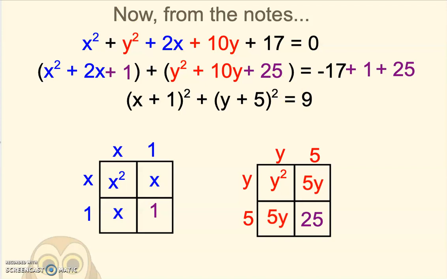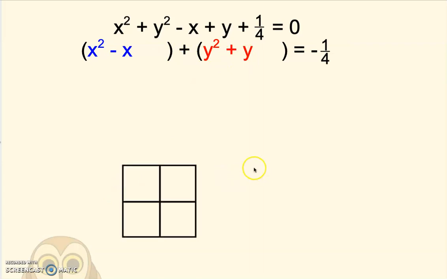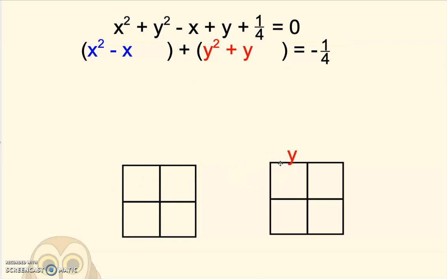The last problem in our notes did involve fractions, so this was a good one. And we want to do the same thing. We want to group our x's together, we want to group our y's together, and we want to move this 1/4 to the other side. So we have our x's grouped, we have our y's grouped, and we have this 1/4 moved to the other side. So let's go in here and let's complete the square twice. We've got to complete the square once for the x's and once for the y's. So that can be our x's, and somewhere in here, that could be our y's.